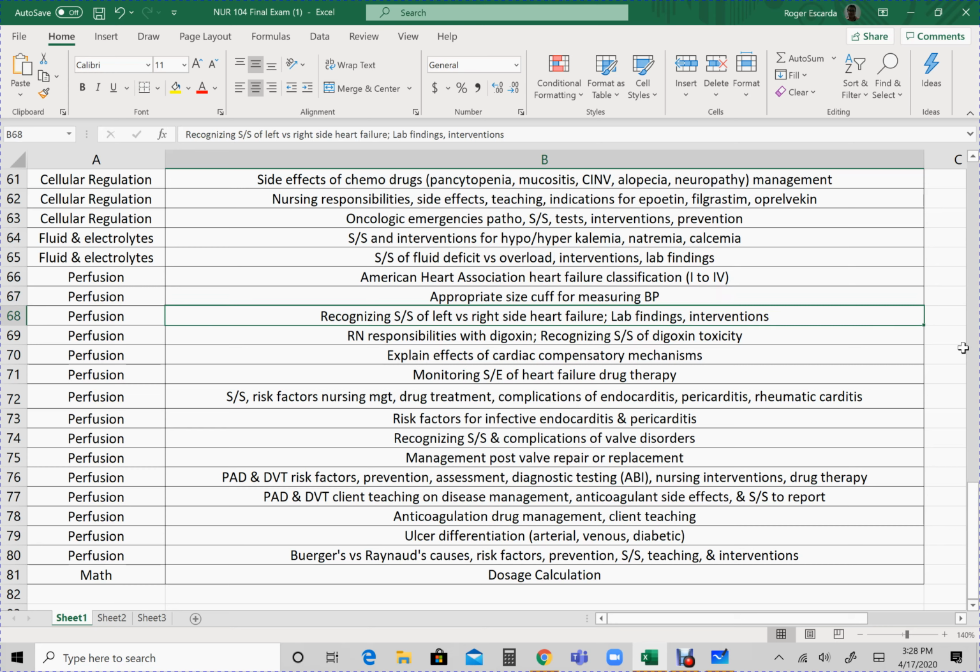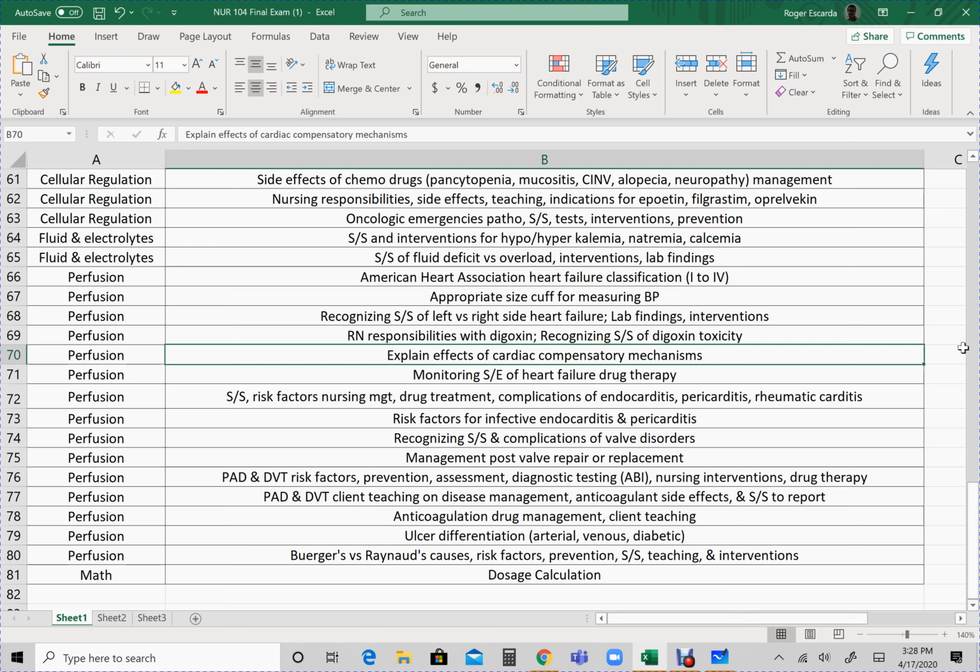Recognizing left versus right side heart failure, including lab findings and your interventions for each. Interventions will be, of course, your doable acronym. Those are the drugs. And teaching also. And specifically for digoxin, recognizing DIG toxicity and nursing responsibilities. Effects of the cardiac compensatory mechanisms on the patient.